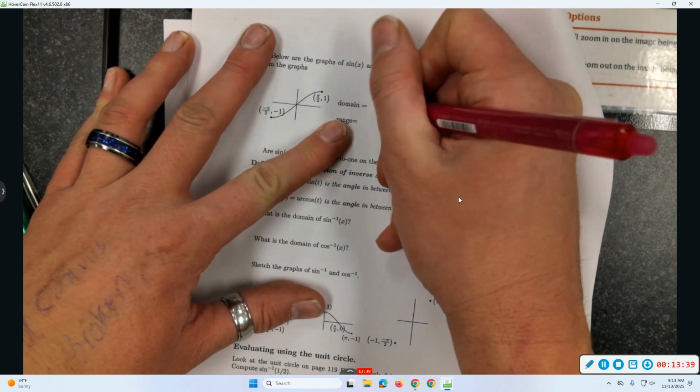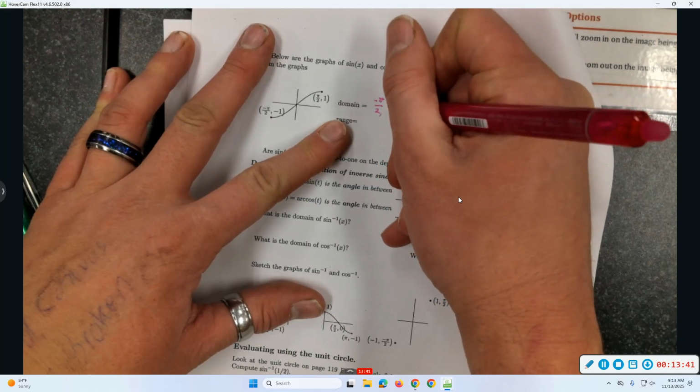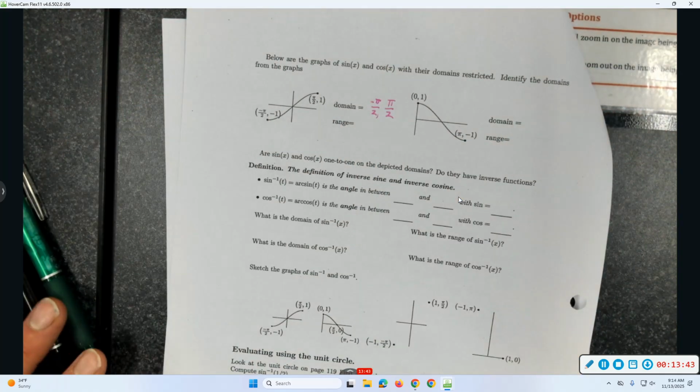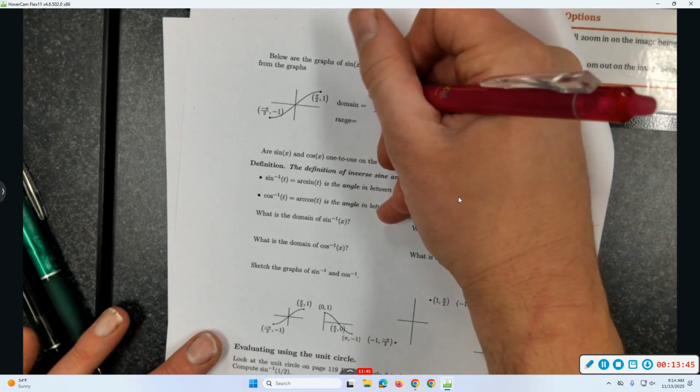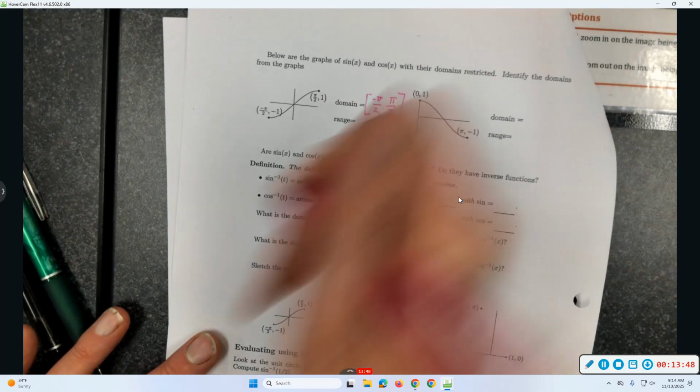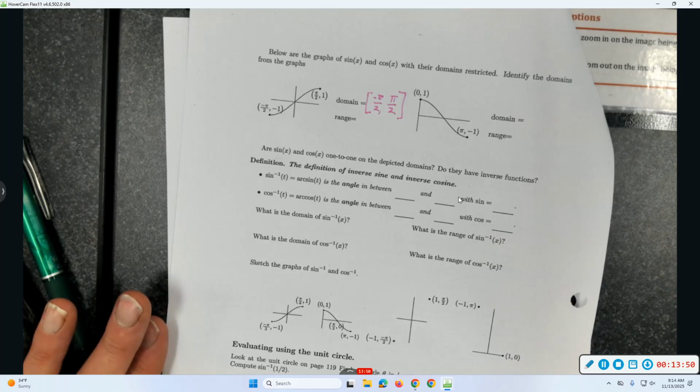Negative pi over 2 to pi over 2. Should I include or exclude those endpoints? Include. Solid dots, right? And I want to go as far as possible while still having it be 1-to-1. I can include the solid dot and still have it be 1-to-1.